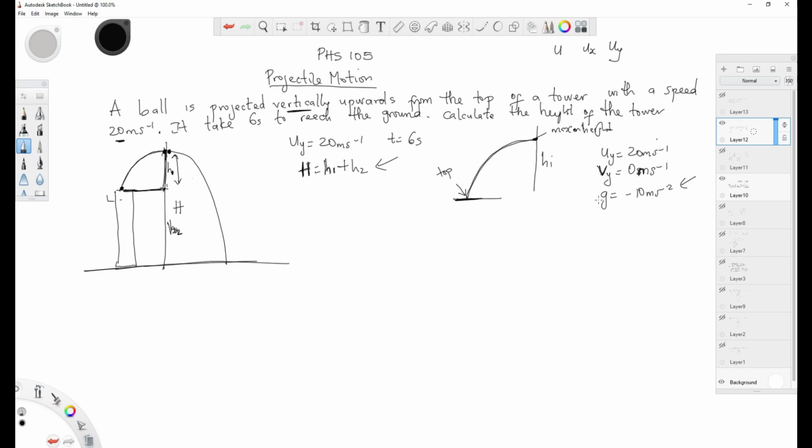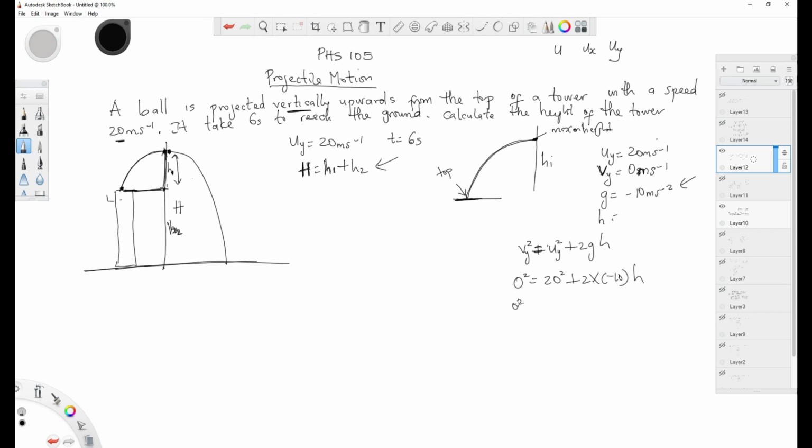Okay, now the question is, how do we get h with everything we have here? How do we get h? I believe we still remember the formulas that we gave from the previous video, and if you haven't watched the previous video, please go back and watch it so you understand this part. We already know v to be 0, that is 0 square. We already know u to be 20 squared, 2 times g, which is minus 10, then h.